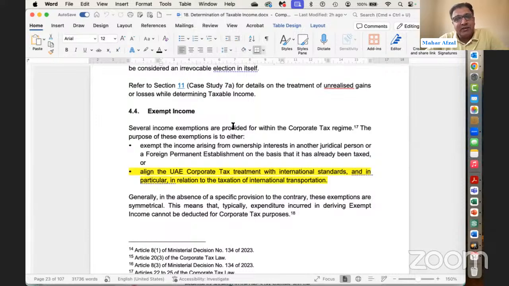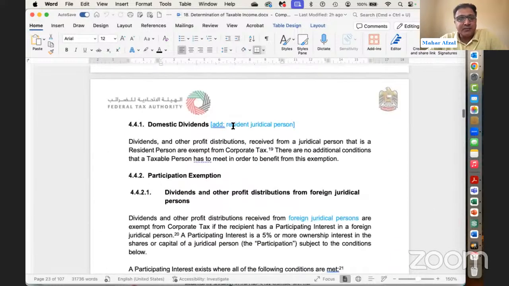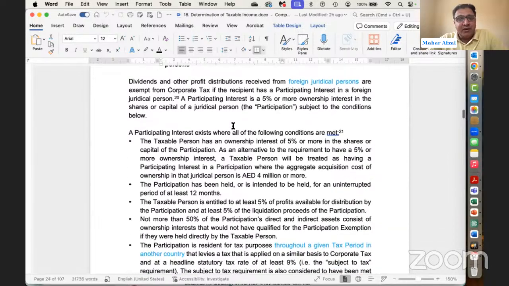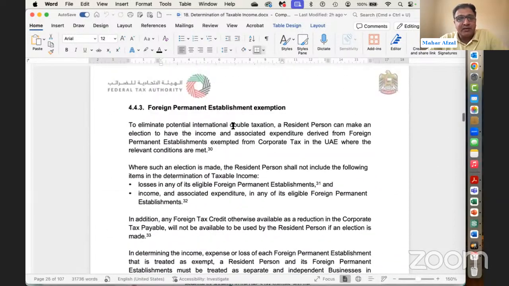Exempt income is income that is not subject to tax, as we discussed earlier. Dividends, participation exemption, and various other income given in the law are not subject to corporate tax, but they will be in the accounting income, so they need to be adjusted. Domestic dividends and participation exemption are subject to certain conditions. These are not subject to tax.